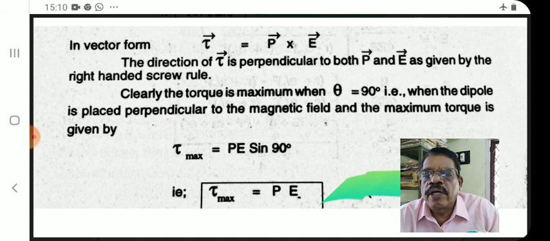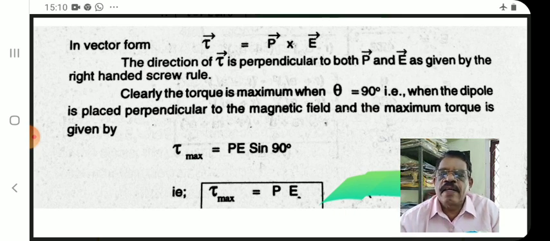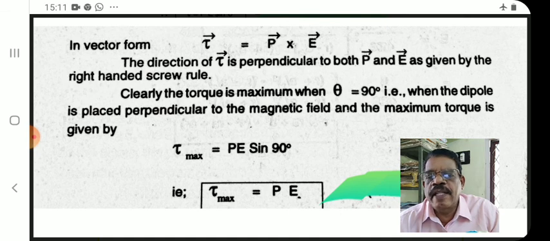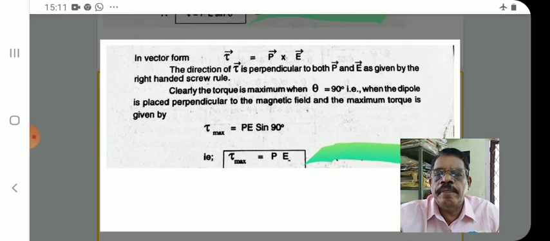So the torque on a dipole placed in a uniform electric field, remember, with the dipole inclined at an angle theta to the field direction, is tau is P E sin theta, and the maximum value is tau max equal to PE.